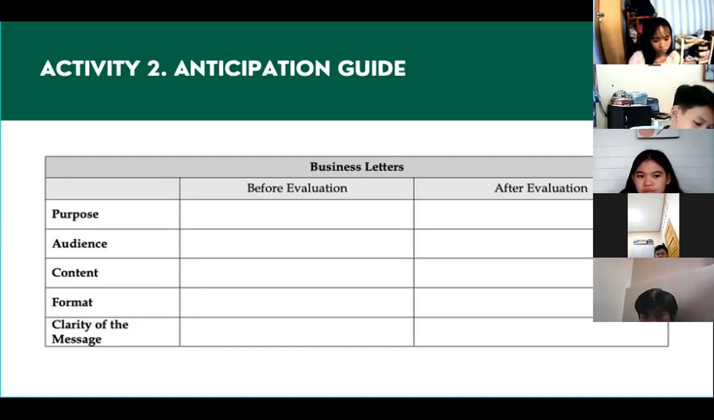It should be written, sir, in a way that the receiver will understand your purpose, straight to the point, sir. Yes, straight to the point. Very good. What else?